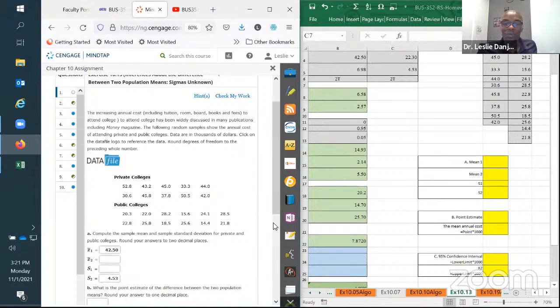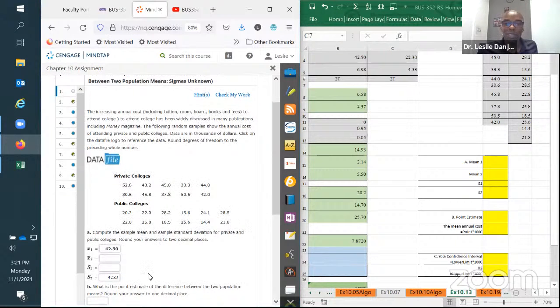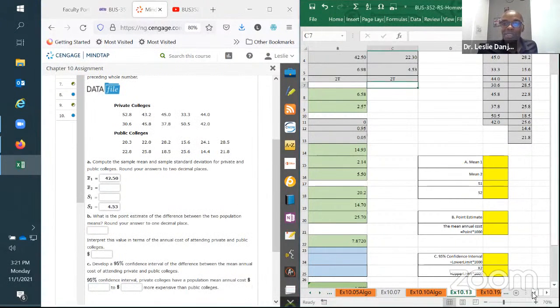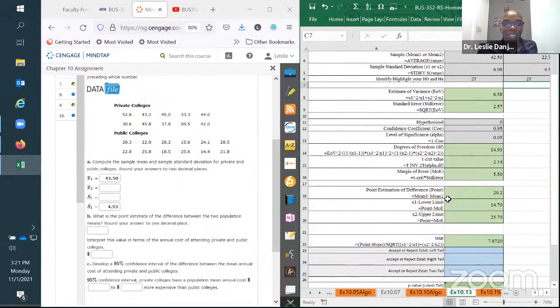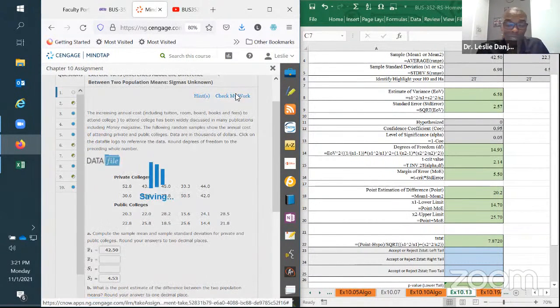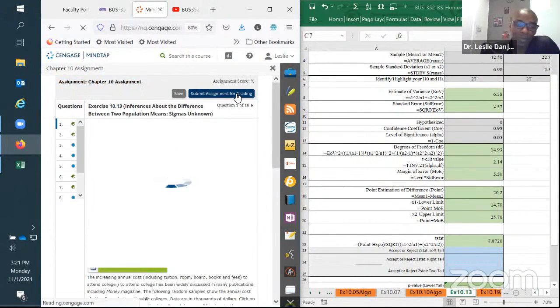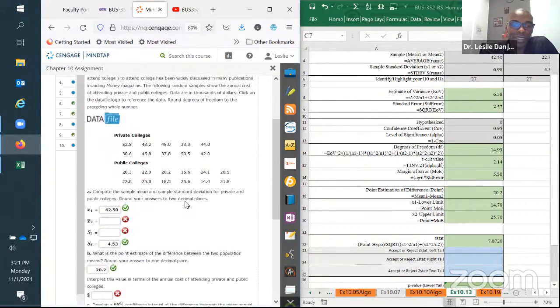All right, here it says, what is my point estimate? So you look on here, point estimate. Let me see the point estimate. All right, so 20.2, and they want 1 decimal place. Just check your work just to make sure you're on the right path. All right, good.